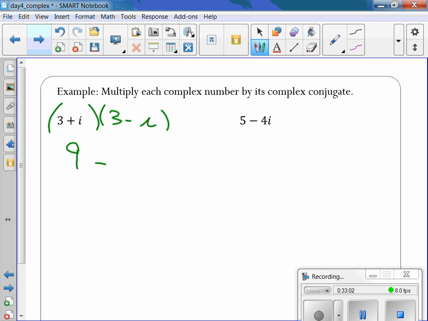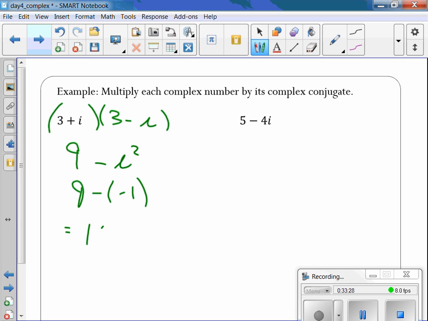There is no outer, there is no inner, there are no middle terms at all. That's what makes the complex conjugates work when we multiply. So 9 minus i squared, or 9 minus what? Negative 1. If you chose the right number for your complex conjugate, you will always come up with a real number.